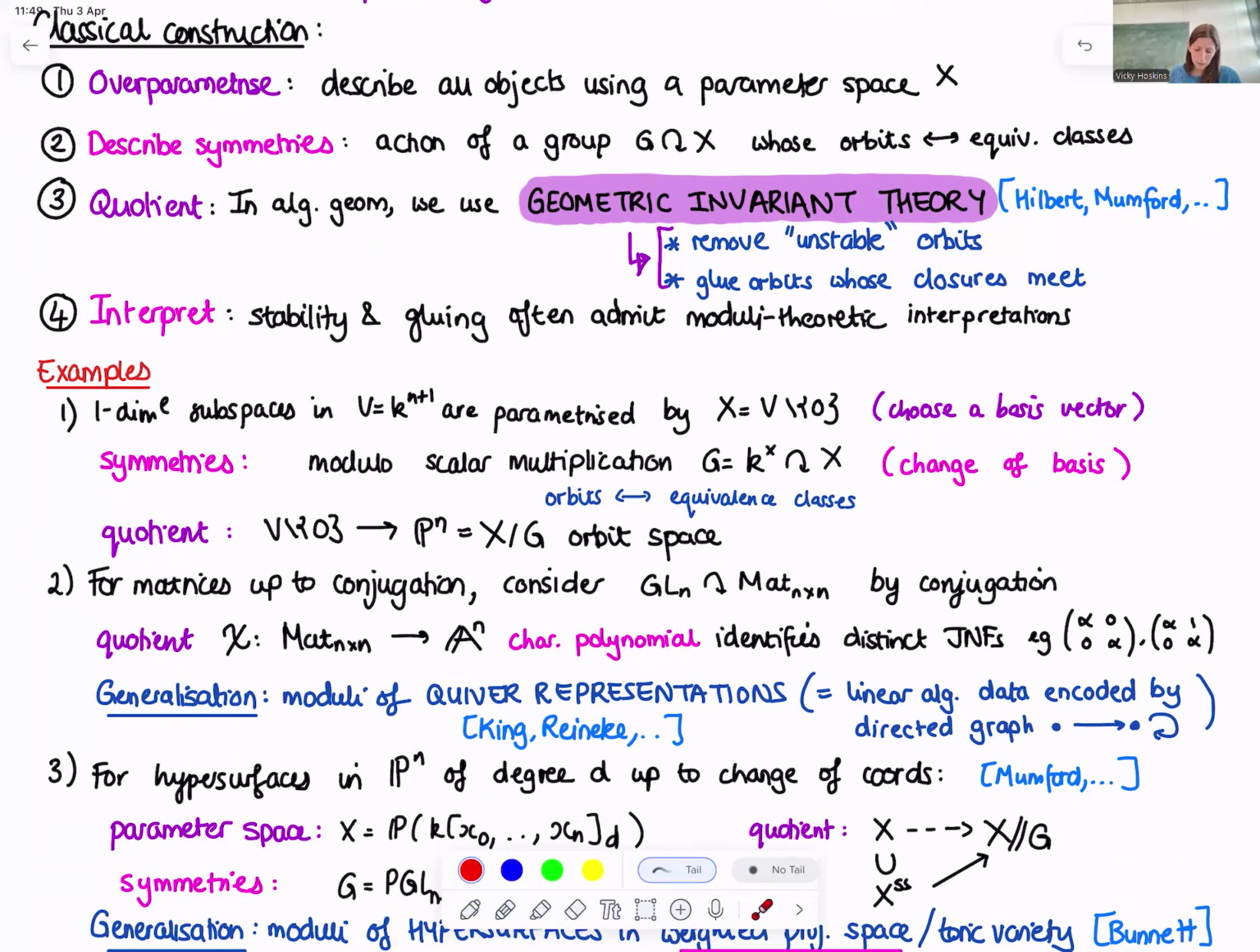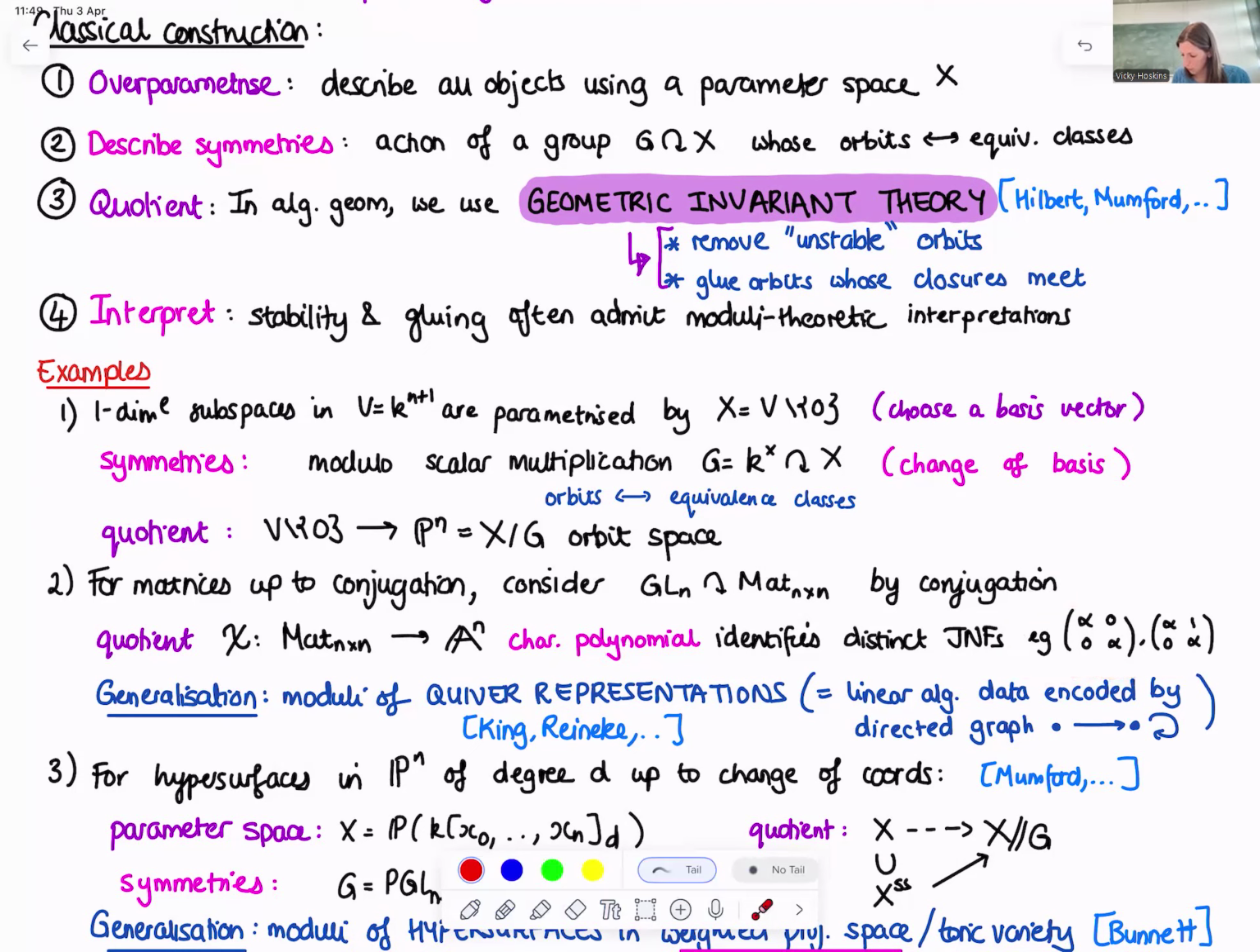But a little bit more of a complicated example is if you look at matrices up to conjugation. This can be described as the orbits for the action of GL_n on n by n matrices by conjugation. And there's actually a quotient which is given by taking the coefficients of the characteristic polynomial. But this quotient already identifies some distinct Jordan normal forms. I will come back to this example later, but it identifies these two Jordan normal forms.